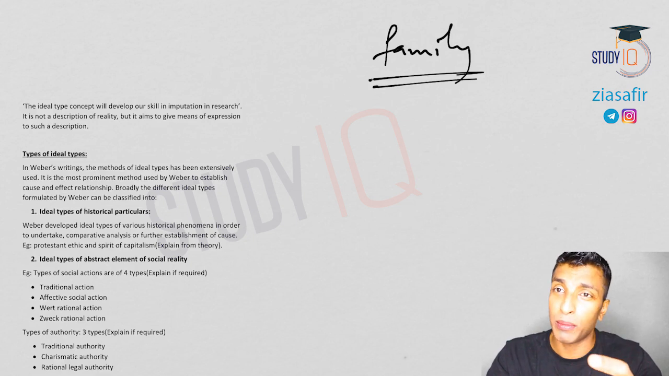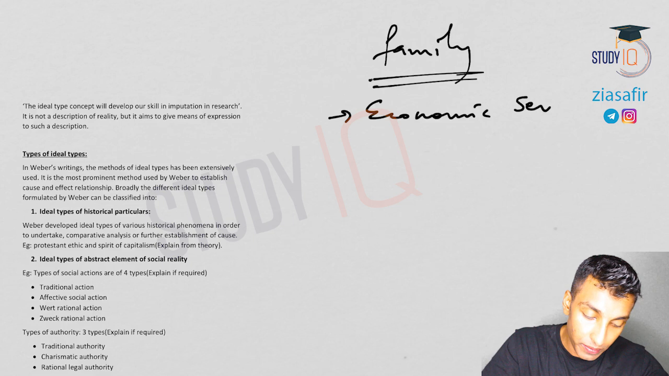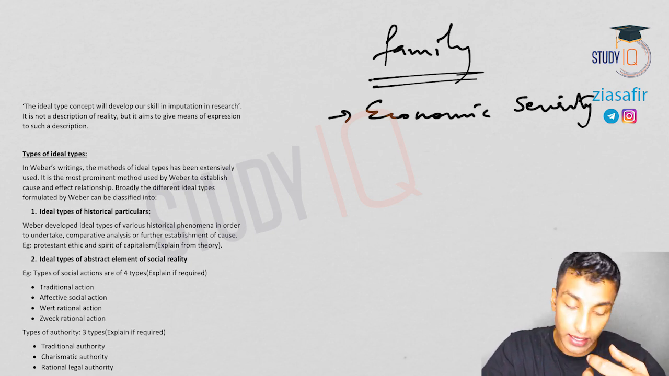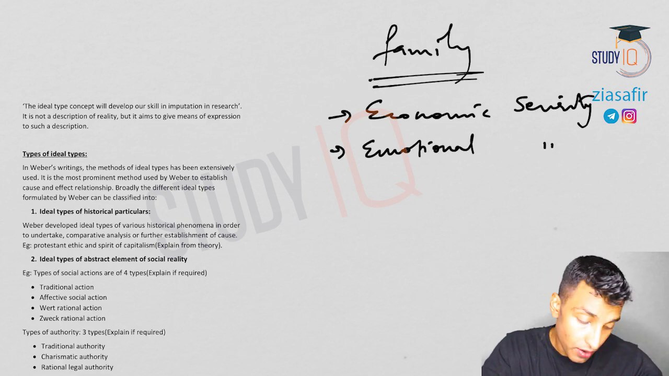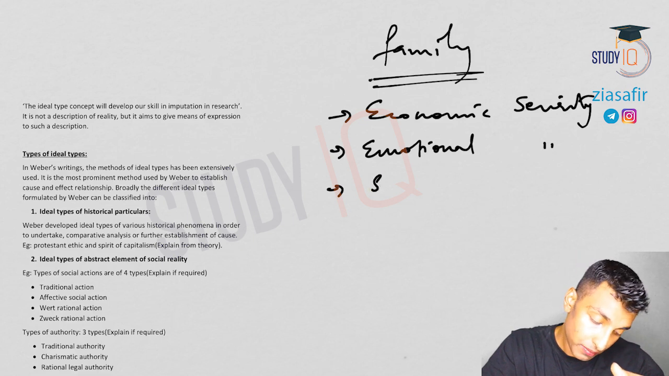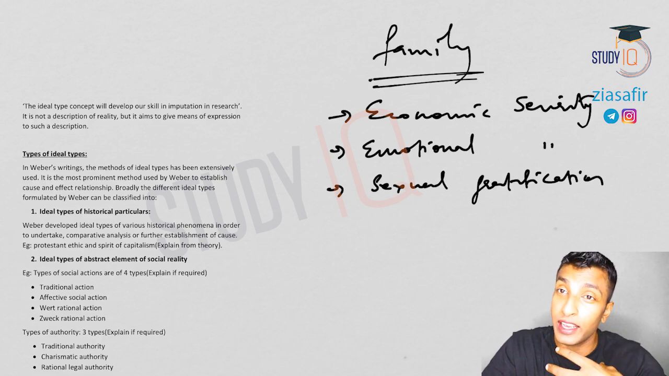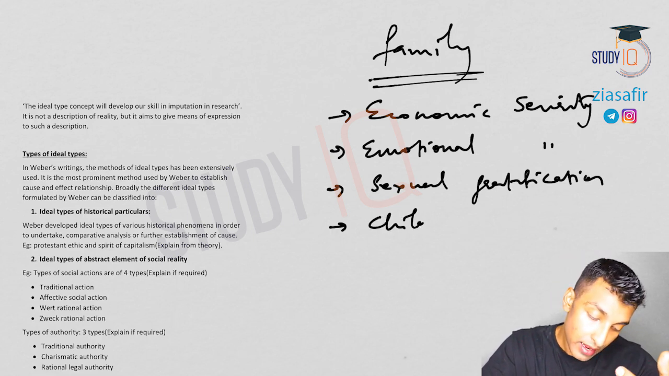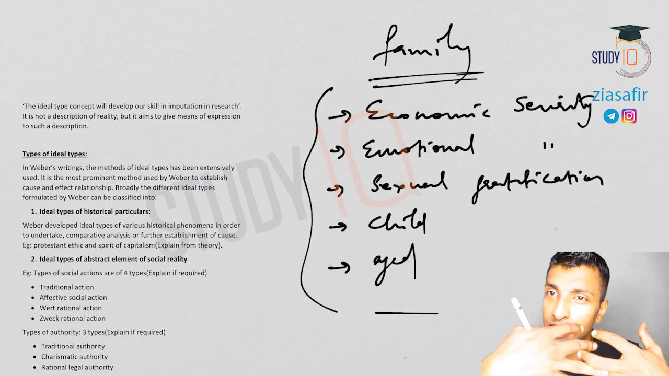Okay. So if you talk about family, what all things will come to your mind? What are the regularly seen elements of family? Or let's talk about functions. What are the regular functions of family? Let's say economic security. Family gives you economic security, right? Secondly, family gives you emotional security, right? Family also provides sexual gratification. Family will take care of the child. Taking care of the child, taking care of the aged, etc. These are a few functions, many more are there, but these are the things which come to your mind.